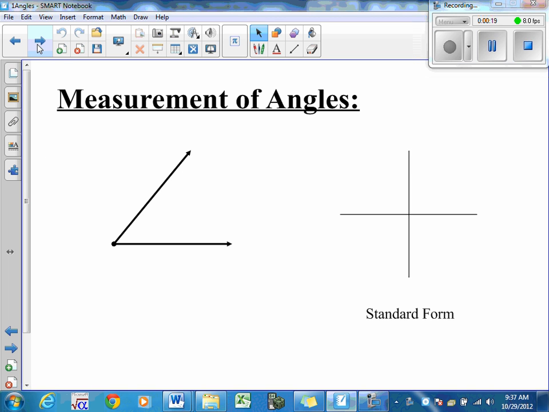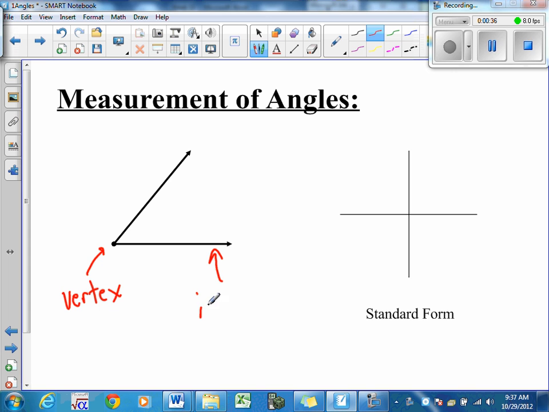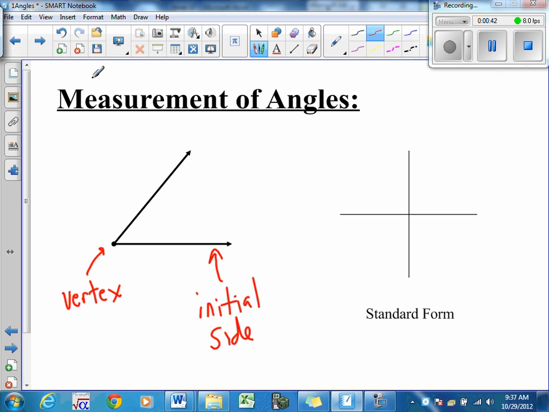So first, let's talk about an angle. Now, we have an angle here that you may remember from geometry. And a couple of things we want to label here. Here is the vertex of our angle. We call this our initial side. And then up here, we call this our terminal side.